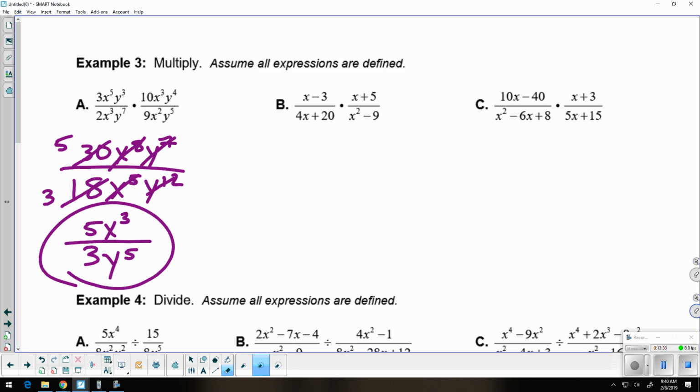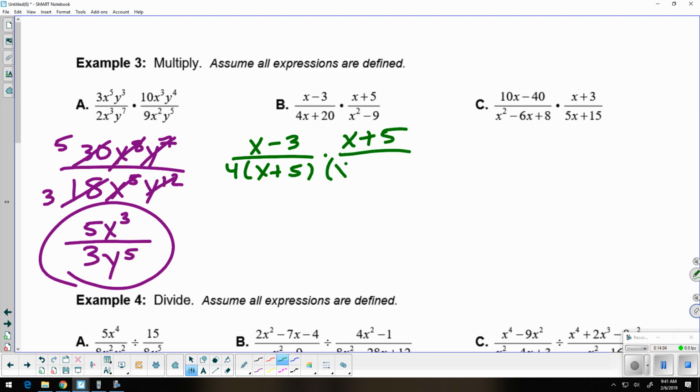Okay, but when you have binomials and trinomials and things of that nature, don't multiply straight across. Do not multiply. Instead, what you're going to want to do is factor and cancel. Factor everything that you can, cancel whatever cancels. So for example, for B, x minus 3 is still x minus 3. Underneath it, though, take out your GCF, which is 4. You got x plus 5. Times this by, again, top cannot be factored, so x plus 5, but underneath it, difference of squares, that does factor. Okay, so it's all factored out.